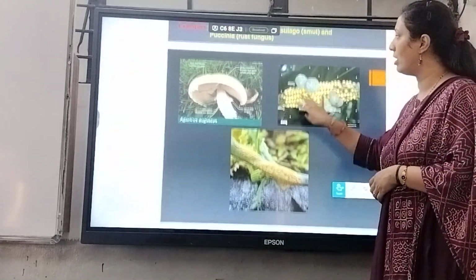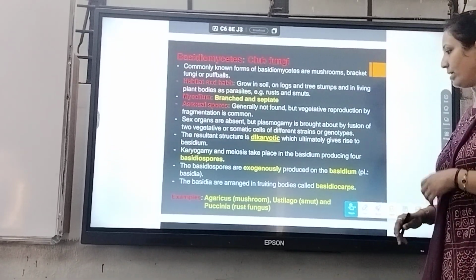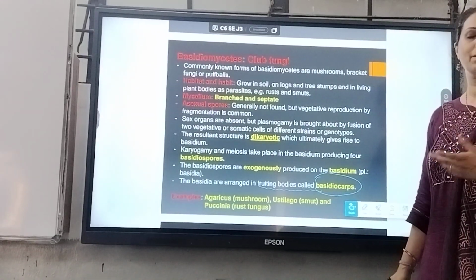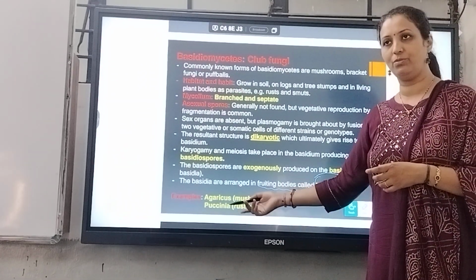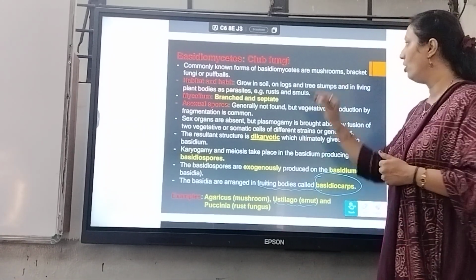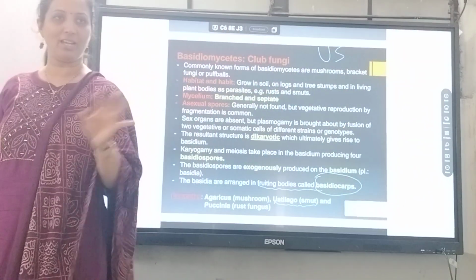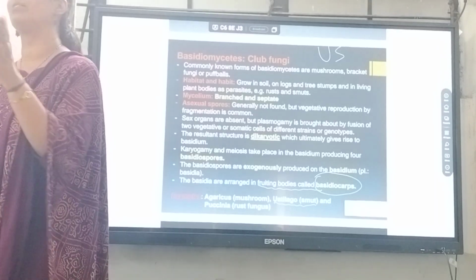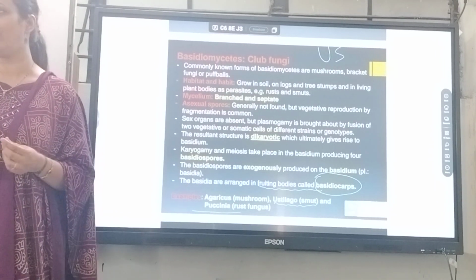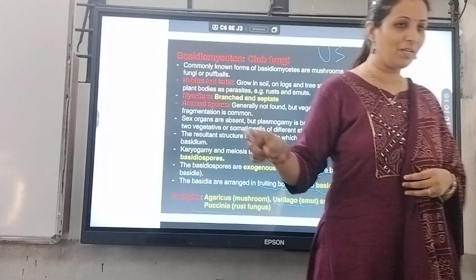यहाँ तक पहले किसी को जो doubt हो, so basidiospores are exogenously produced in each basidium, and these basidia are arranged in fruiting bodies called basidiocarp. Examples are given. One of them is a mushroom, genus name is Agaricus. Then smut disease is caused by Ustilago. Ustilago के लिए याद रखना US. Right? US. Ustilago causes what? Smut. And Puccinia, PR. तो वैसे याद रखना US, PR.